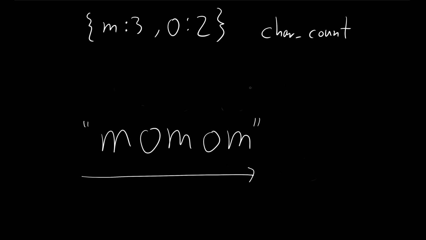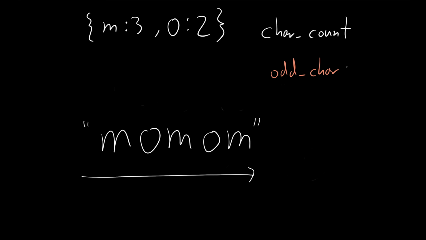Now that we have that, that's great. With that, we can determine if it's a palindrome or not. What we can do is go through the whole dictionary and maybe have a variable called odd character.